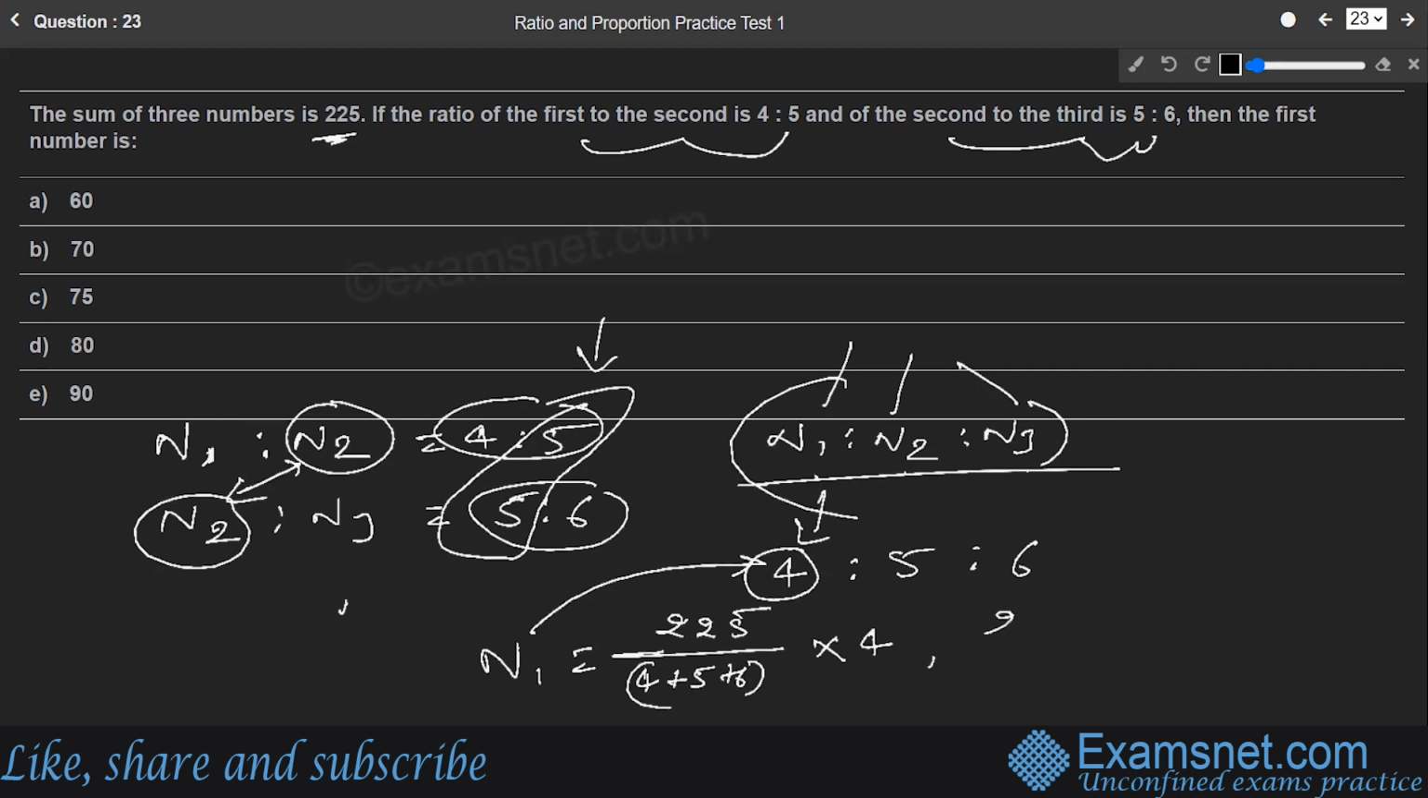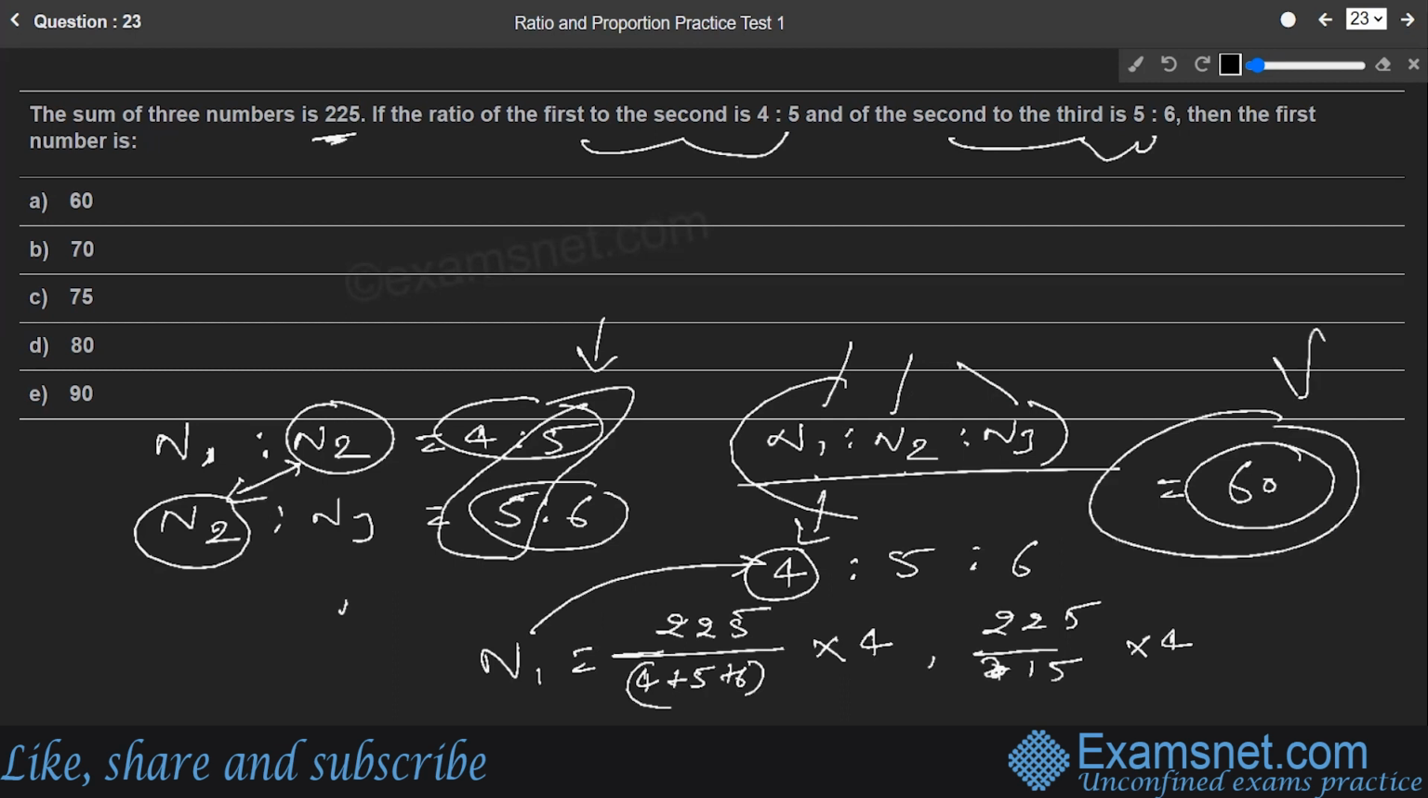If I do this, I get 225 divided by 15, that is 5 plus 4, 9 plus 6, 15, and that has to be multiplied by 4. So if we do this, we're going to get n1 coming out to be 60. So that is the n1 value. The first number is nothing but 60, which is available in option number A, and that is the right answer.